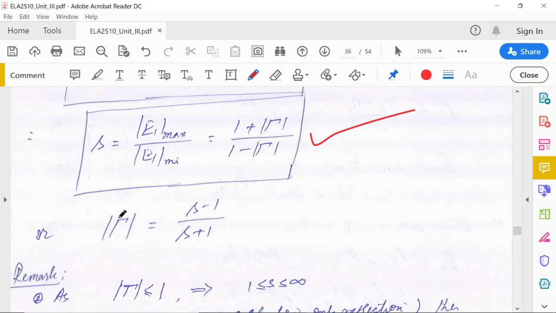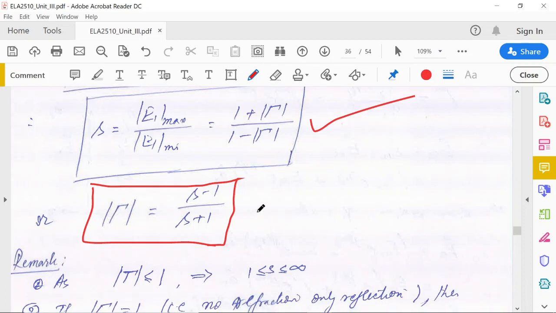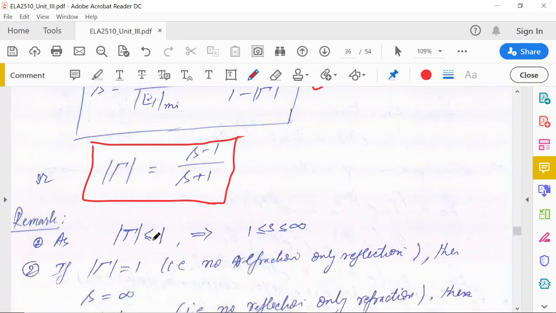And the magnitude of gamma can be obtained by rearranging this; you can find that it is S minus 1 over S plus 1. So these are the two expressions. If you know the reflection coefficient gamma, using its magnitude you can find the standing wave ratio. And if you know the standing wave ratio, you can find the magnitude of the reflection coefficient. But you will not be able to find the complete gamma here. We need to know phi to know the complete value of gamma. So we can find the magnitude using the standing wave ratio. Now, the magnitude of gamma is always less than 1, lying from 0 to 1.